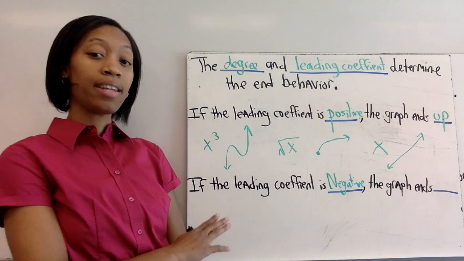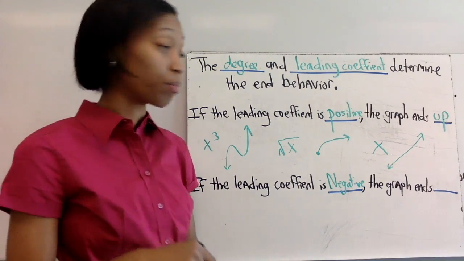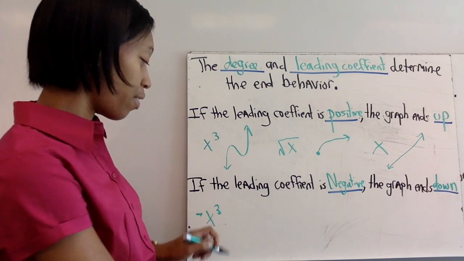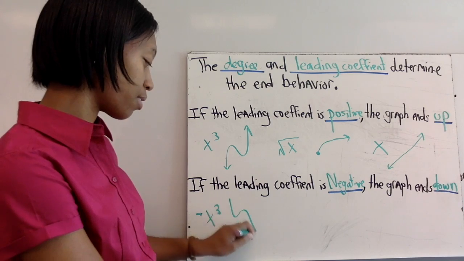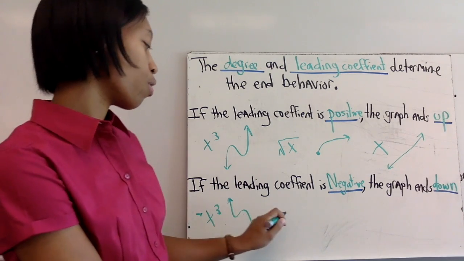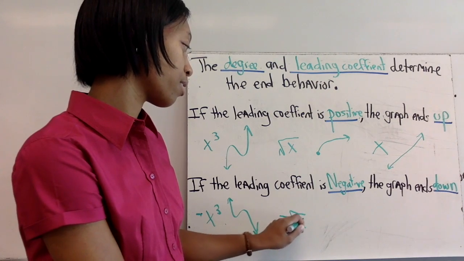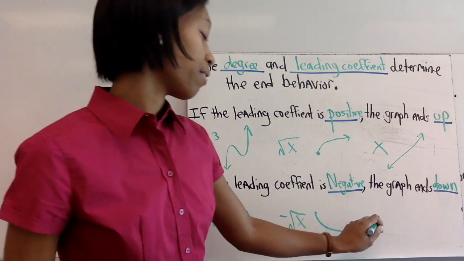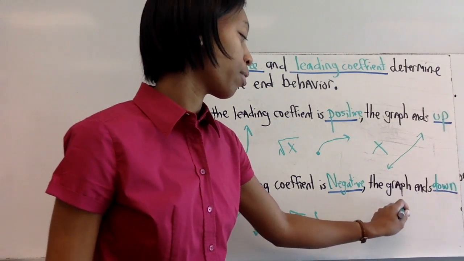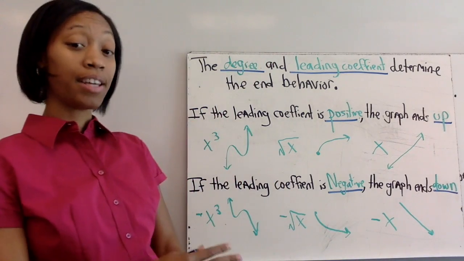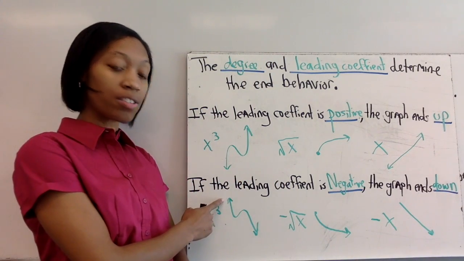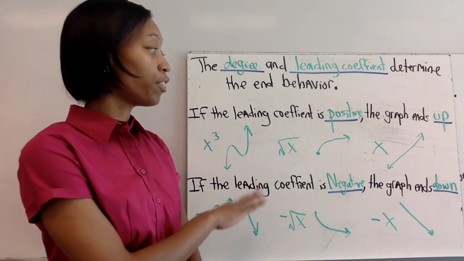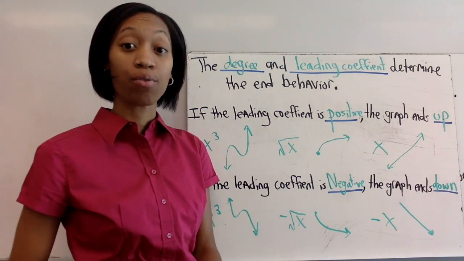Now let's compare that to what happens when the leading coefficient is negative. When the leading coefficient is negative, the graph ends down. All right, so if I had negative x cubed, then that graph would look something like this. It ends going down. Or if I had negative square root of x, the graph is going to end headed down. Or if I had negative x, then the graph ends going down. It doesn't matter how it starts. I'm not talking about how it starts. I'm just talking about the right side.